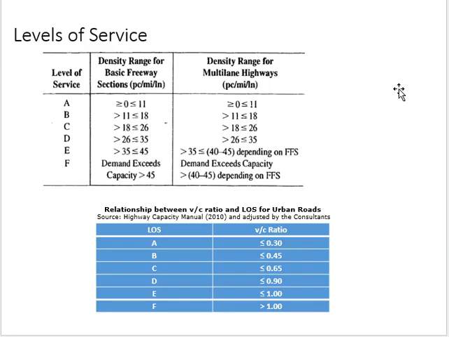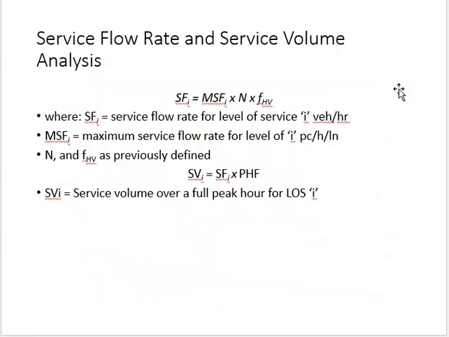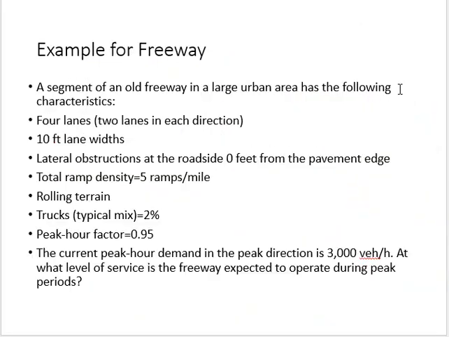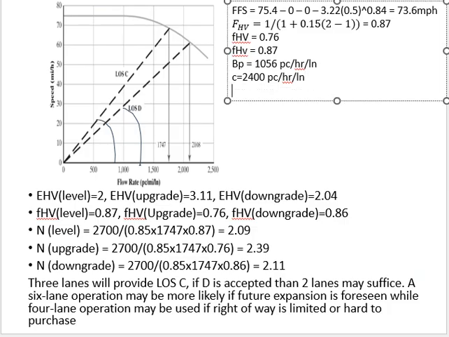Okay. The density for C is 26. The density for D is 35. Now density is flow rate upon speed. Okay, so my density at C is 26, and this is flow rate upon speed.